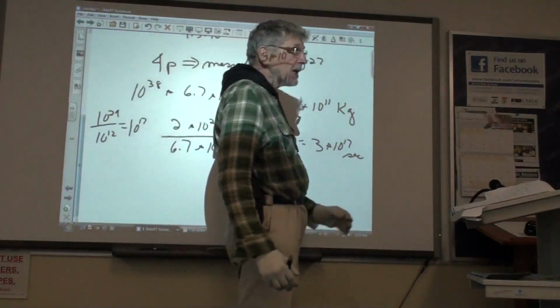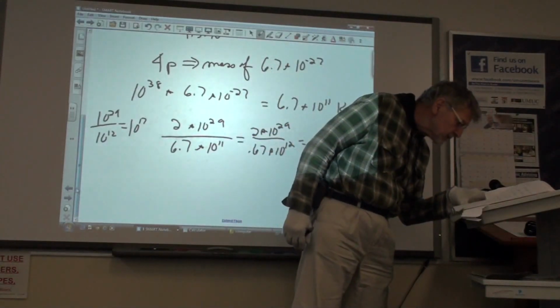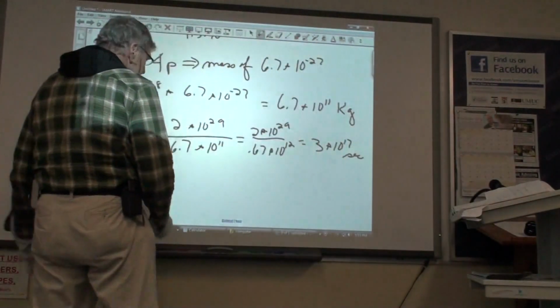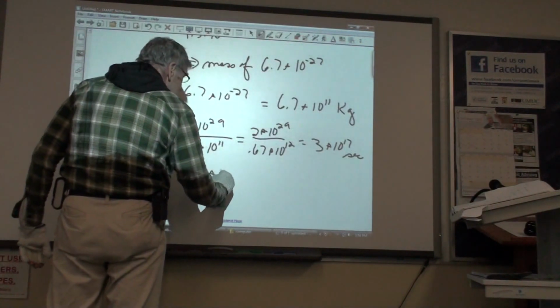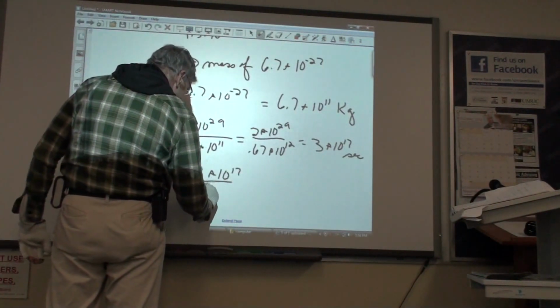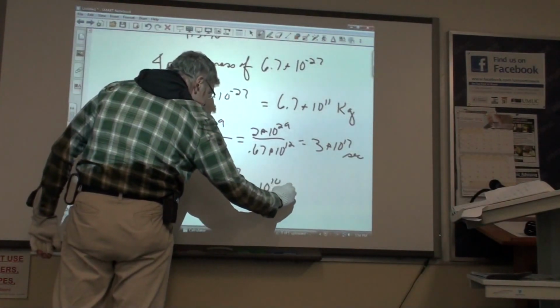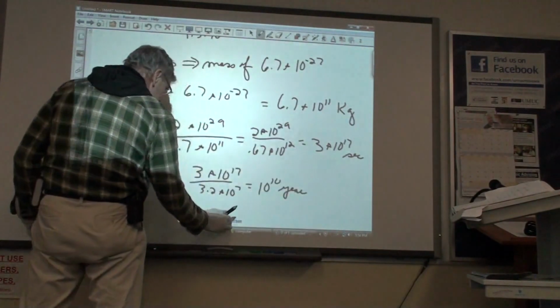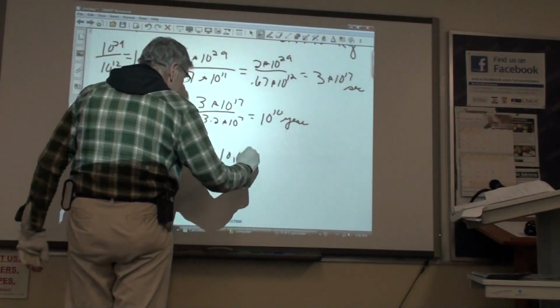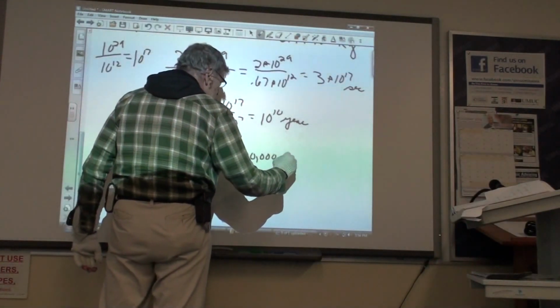Now in the problem it tells us that there's 3.2 times 10 to the 7th seconds in a year. So how many years is this many seconds? 3 times 10 to the 17th over 3.2 times 10 to the 7th equals 10 to the 10th years, which is equal to 10 billion years as the lifetime of the sun.